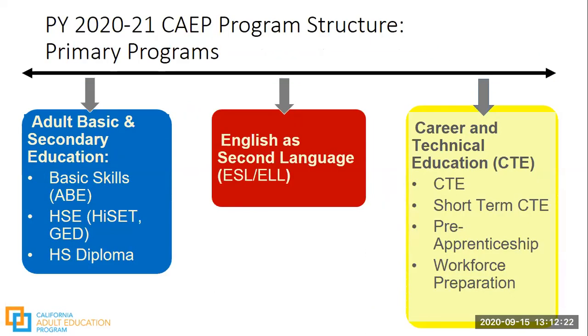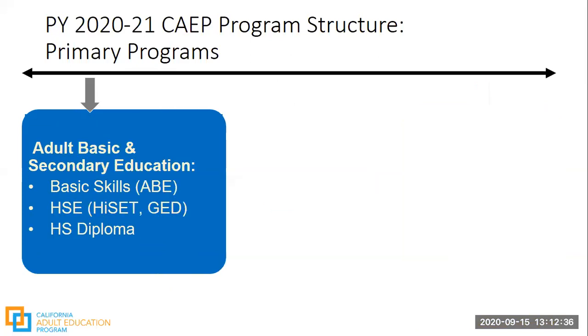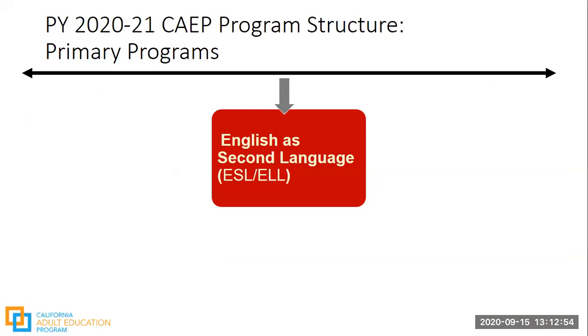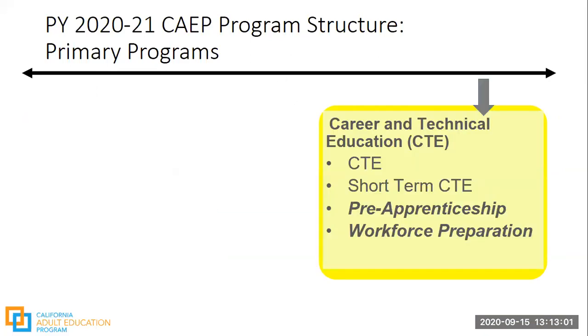So here's another way of looking at the same information, detailing the 3 primary programs. Again, I'm saying the same thing in many different ways. Hopefully everybody's figuring that out. We've got ABE, ASE, ESL, and again, Career Tech Ed. ABE and ASE from a CAEP point of view is one uniform program that includes basic skills, reading and math, HSE, which is GED and HiSET, and high school diploma. ESL, not a whole lot to say about that other than it is obviously a big program and one of our primary areas. And then CTE, again, that's where the changes kick in. We've got CTE, short-term CTE, pre-apprenticeship, and workforce preparation.